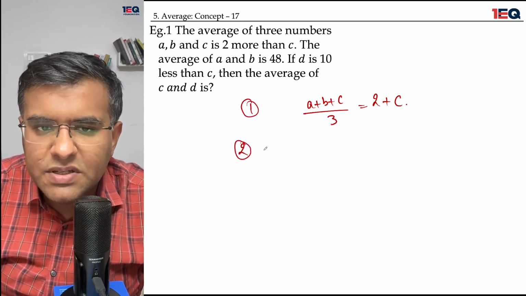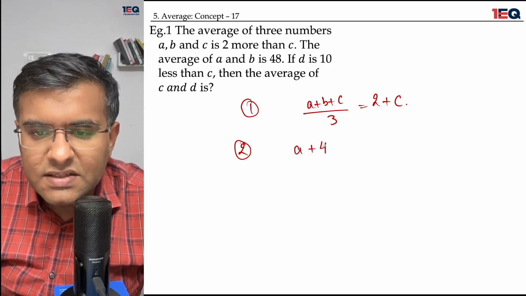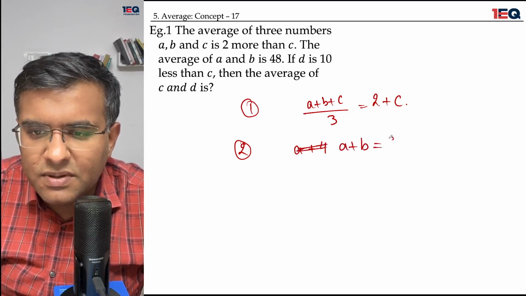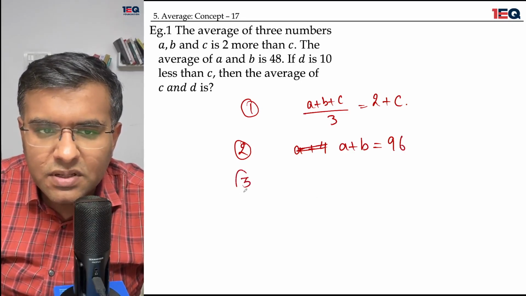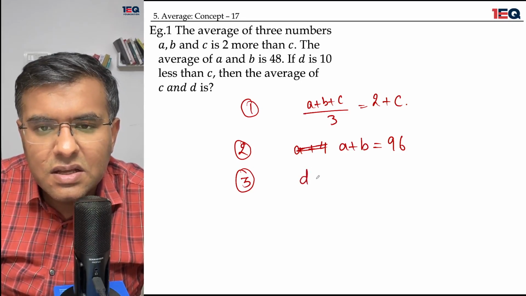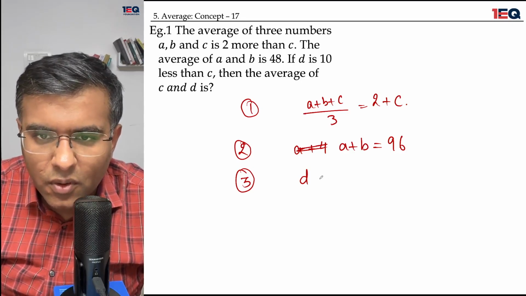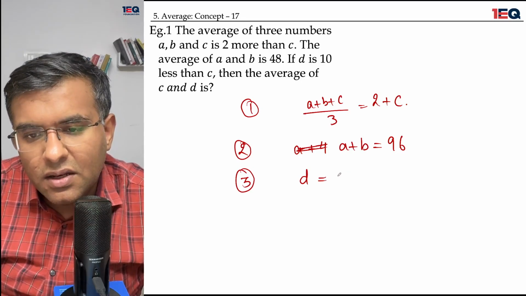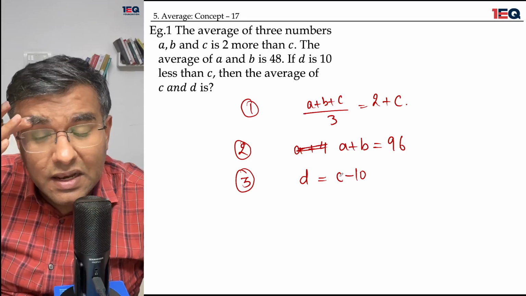In my second equation, the average of a plus b is 48. That means I can easily say that the value of a plus b is nothing but 96. Similarly, in the third equation, it is said that the value of d is 10 less than c. Okay, d is equal to 10 less than c.